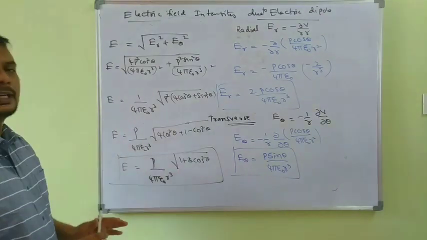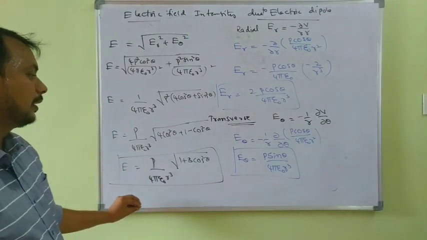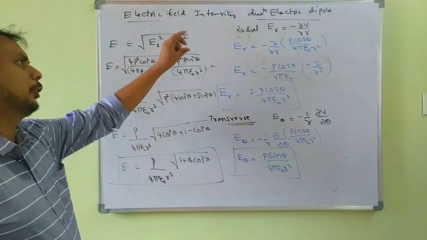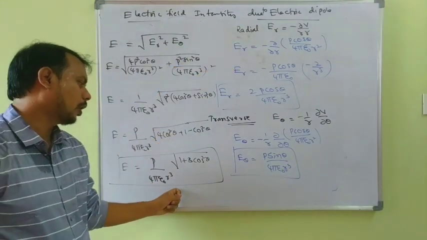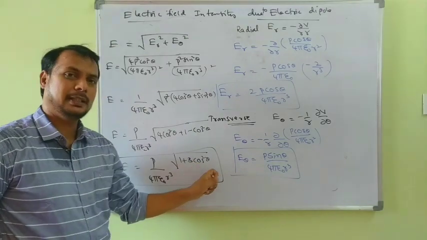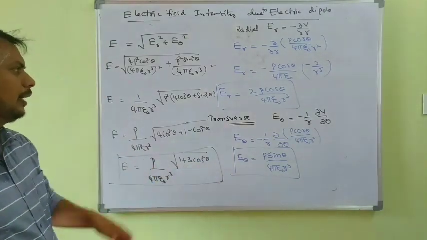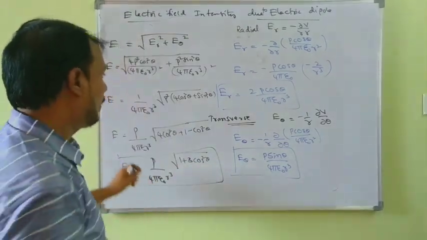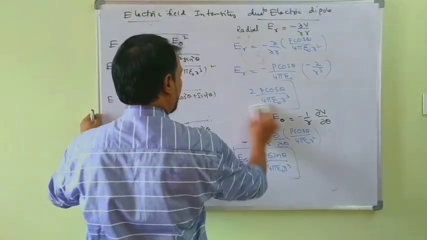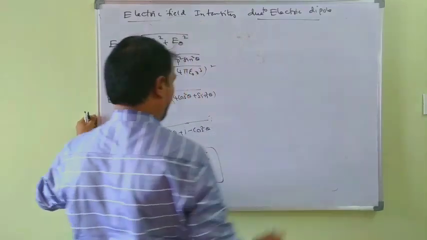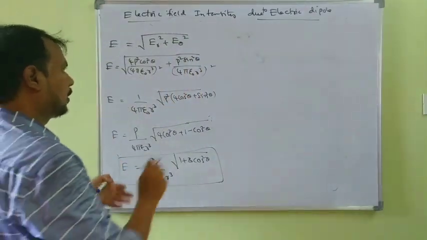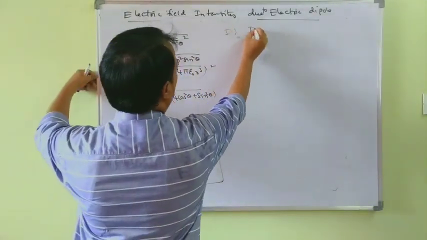So this is the general expression for electric field intensity at any point due to the electric dipole: E equal to P by 4 pi epsilon naught R cube root over 1 plus 3 cos square theta. P we already know, it is the electric dipole moment vector. Now see some special cases. What is the value of theta? If theta equal to 0, case 1.